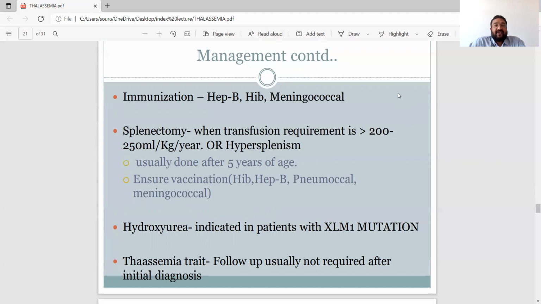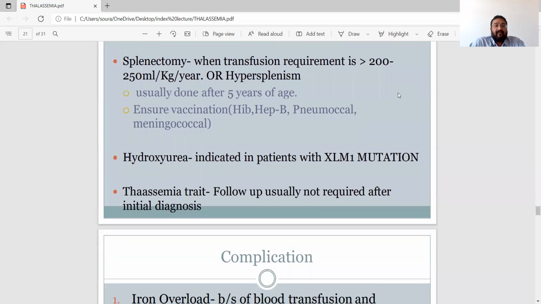Splenectomy is done when transfusion requirement is more than 200 to 250 ml of RBCs per kg per year, or when there are signs of hypersplenism. Splenectomy is usually done after the age of 5 years. And before doing splenectomy, ensure that the child has been vaccinated with HIB, that is H influenza type B, hepatitis B vaccine, pneumococcal vaccine, and meningococcal vaccine. Hydroxyurea is indicated in patients with XLM1 mutation, and it is a modality of treatment that is being employed nowadays for the treatment of child with thalassemia major.